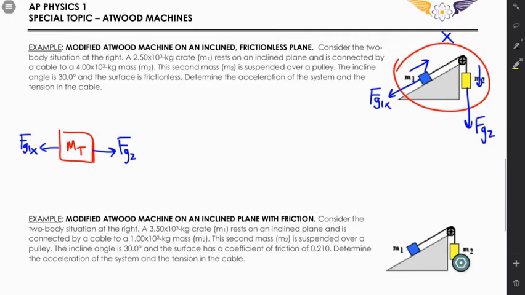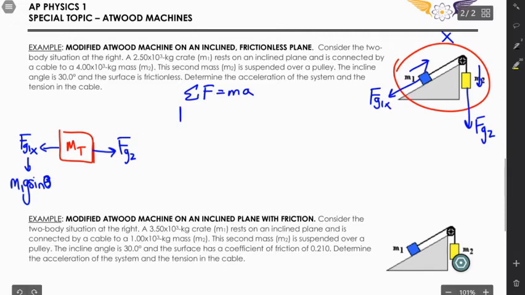But we know this is going to accelerate in the way that we've shown because FG2 is greater than FG1X. If you don't believe me, do the quick calculation. This is 40,000 newtons of force. FG1X is 12,500 newtons of force. Remember, FG1X is M1 g sine theta, and the sine of 30 is a half. Now we sum the forces, ma.